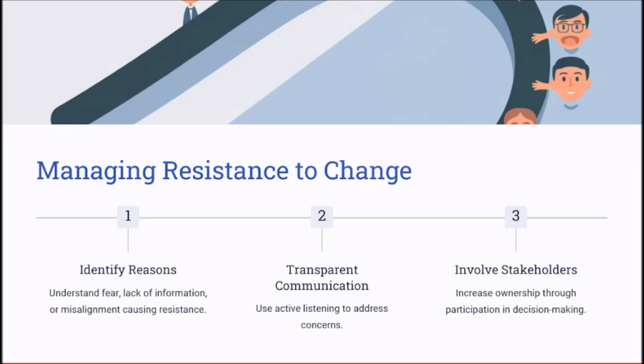For example, when dealing with resistance to change in an ERP software implementation, employees may resist due to job security fears, thinking that they will be, for example, replaced by the ERP. And by involving them in training programs and decision making, the organizations can ease the adoption and minimize the resistance.